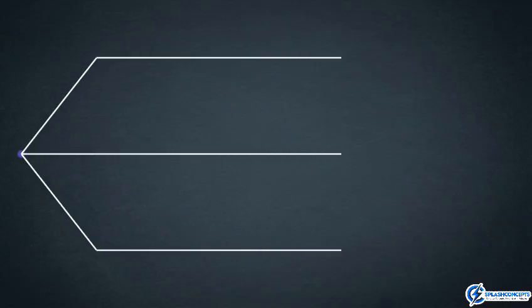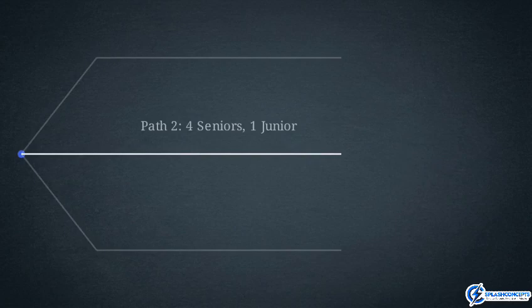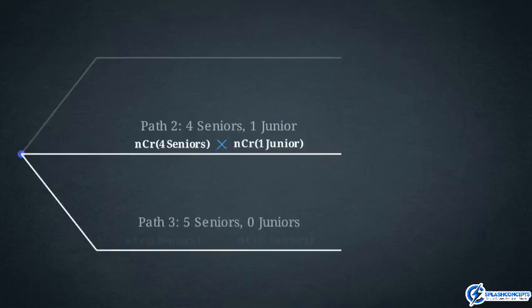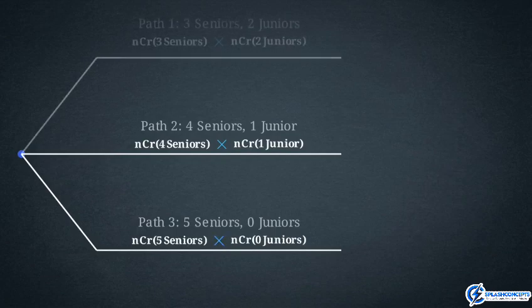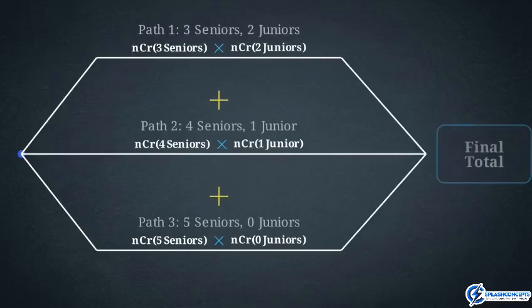Pause the video now and try to write out the combination math for the second path: 4 seniors and 1 junior. The setup requires the combinations for 4 seniors multiplied by the combinations for 1 junior. We complete path 3, calculating ways to choose 5 seniors and 0 juniors. With totals for 3 independent branches, the final committee can be path 1, or path 2, or path 3. We add these totals together for the final answer.